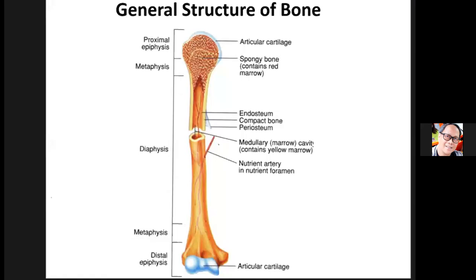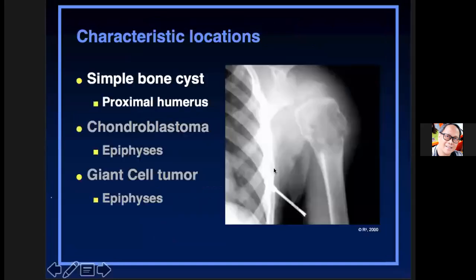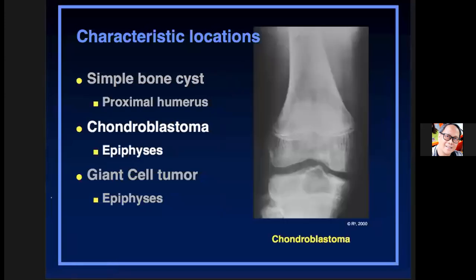Okay, there are some tumors with distinct characteristic location. For example, simple bone cyst, proximal humerus; chondroblastoma usually seen in the epiphysis; giant cell tumor also in the epiphysis. So this is in the proximal humerus, no? The simple bone cyst. Can you see the chondroblastoma here?